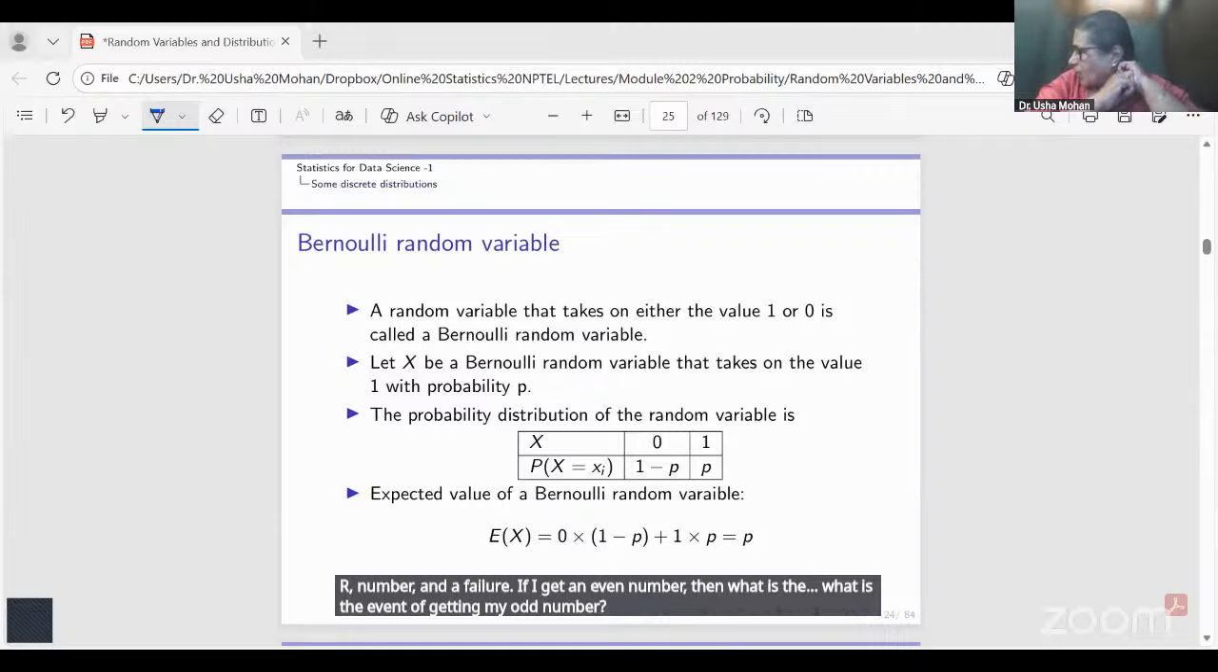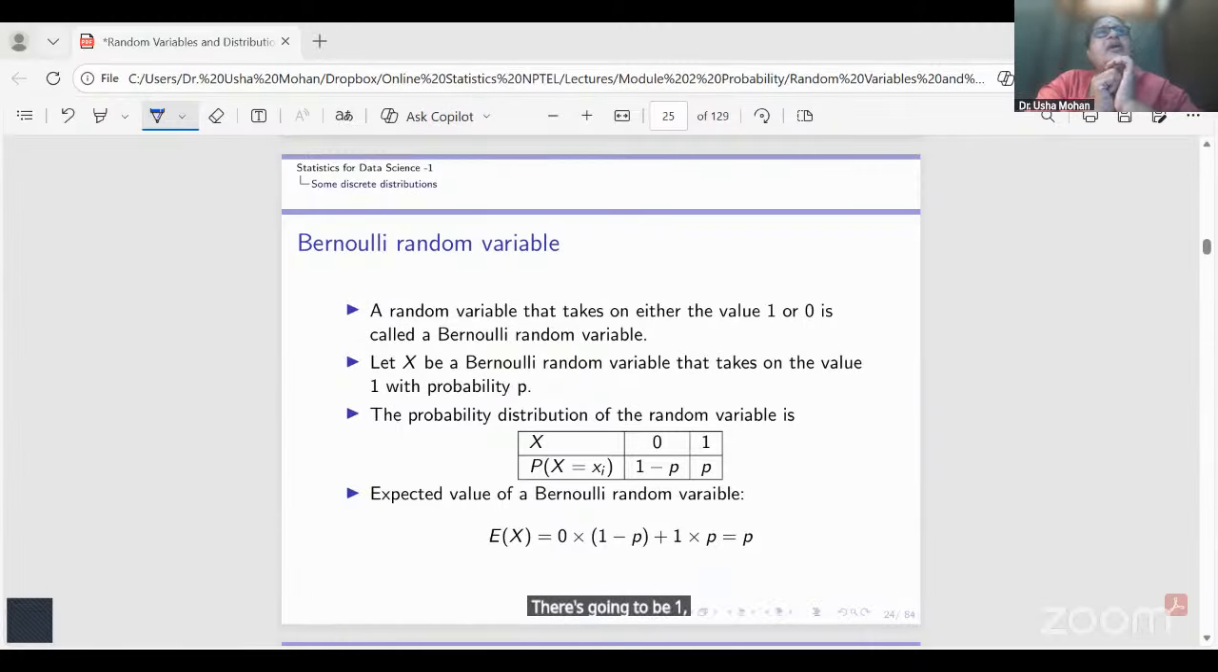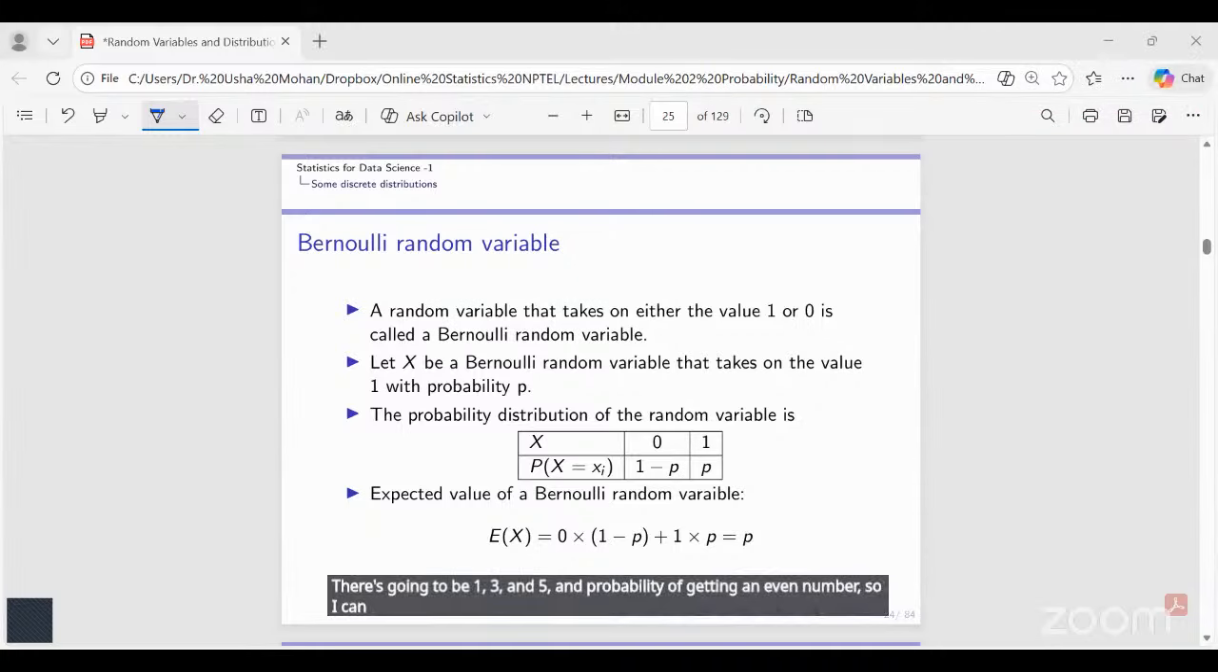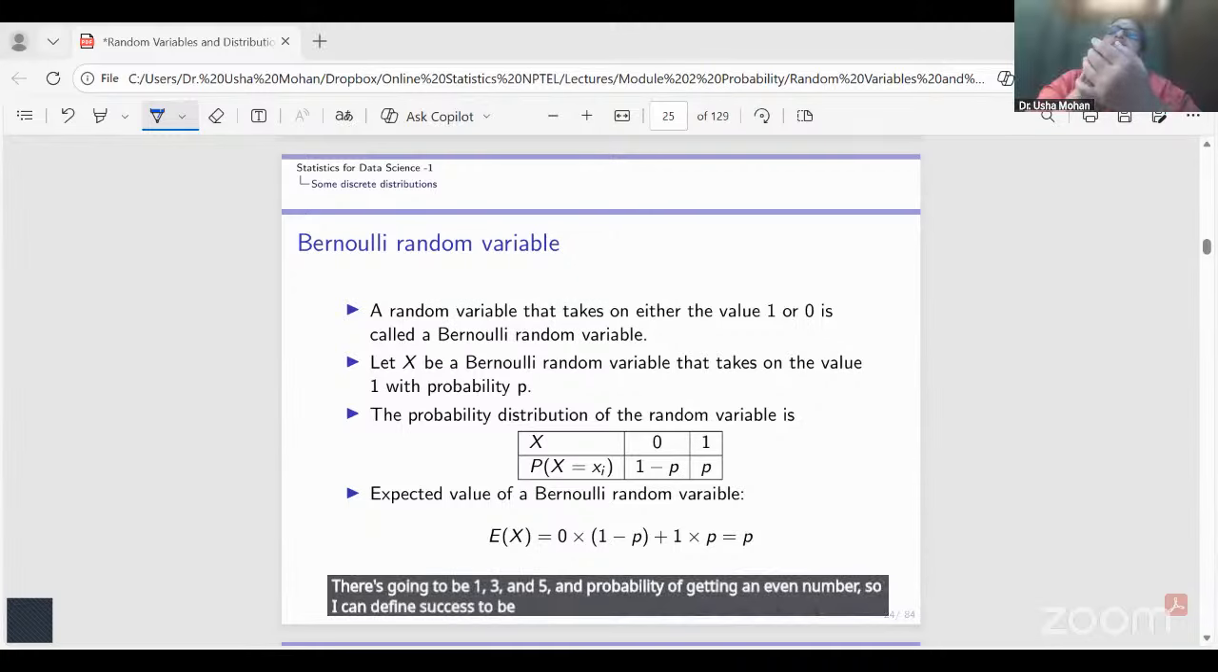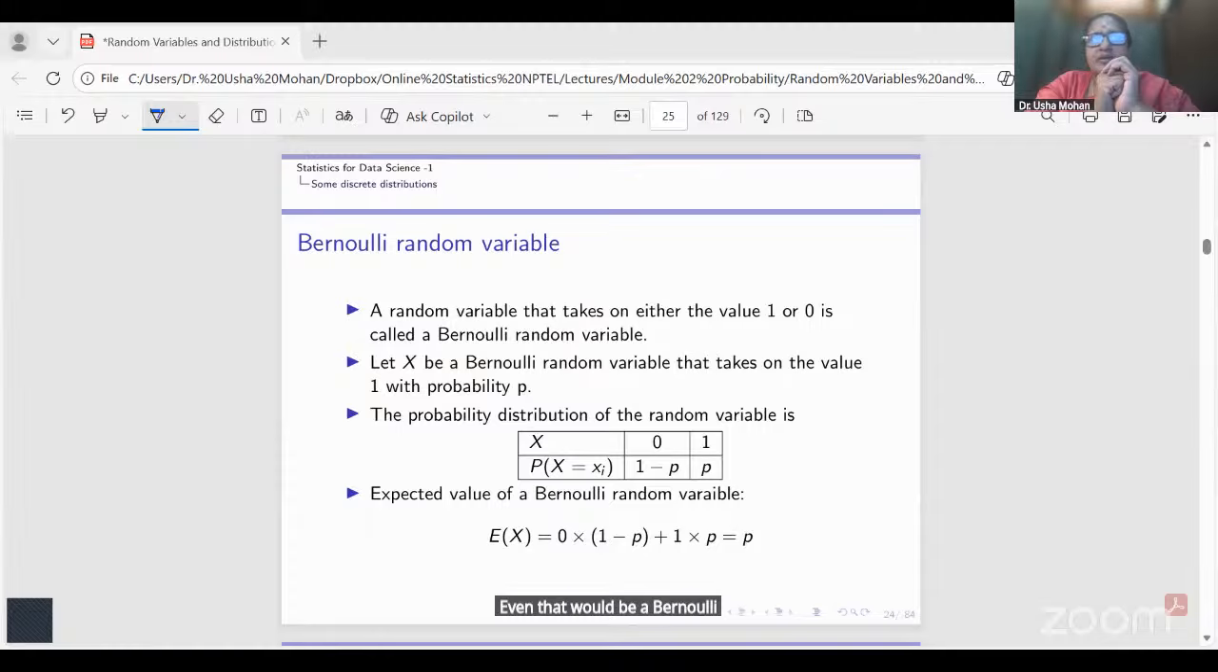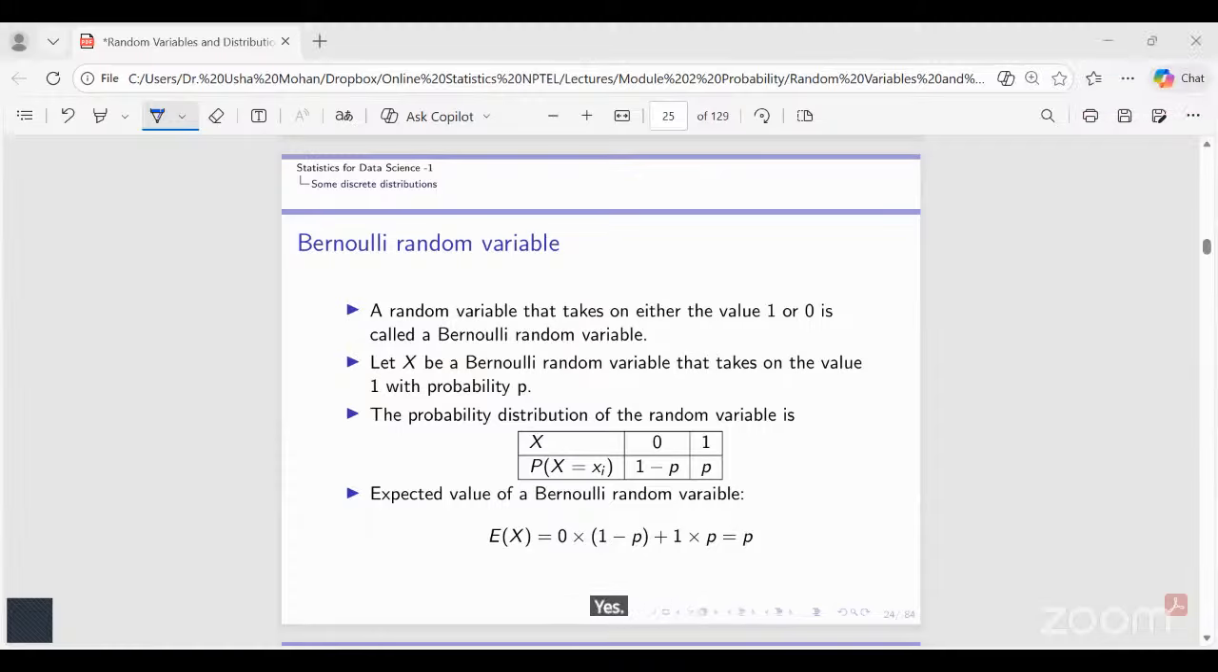It's going to be 1, 3, and 5. And the probability of getting an even number. So I can define success to be an odd number, failure to be an even number. Even that would be a Bernoulli random variable. Is it clear? Yes, ma'am.